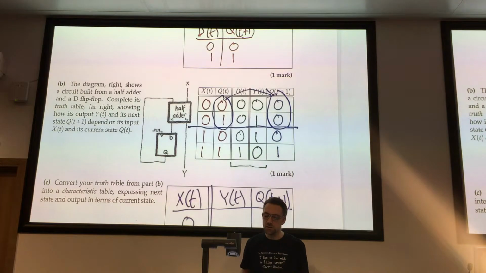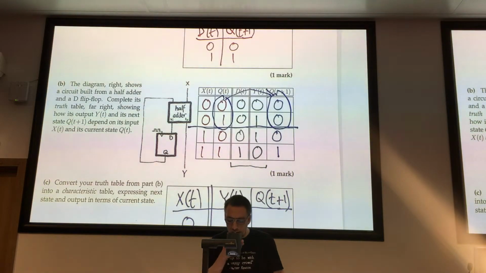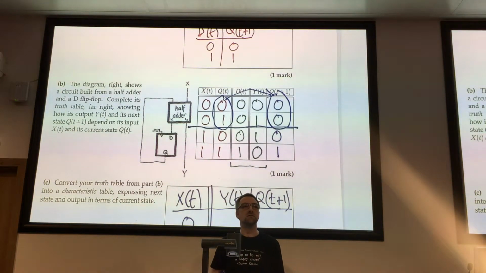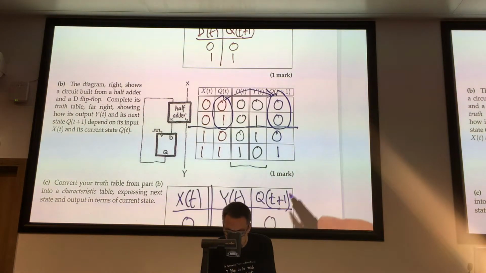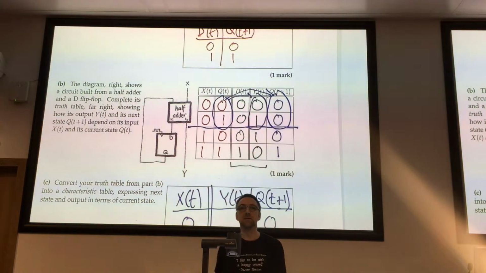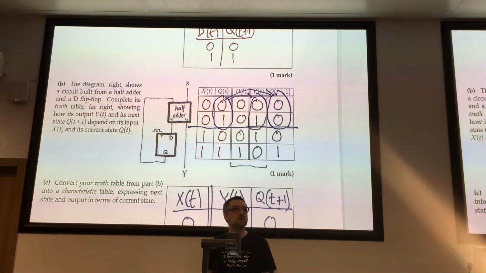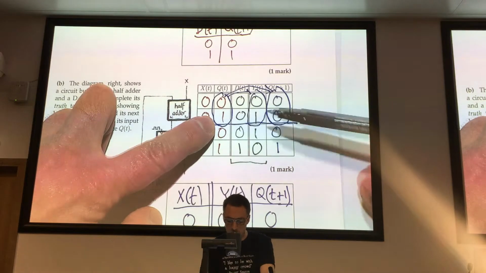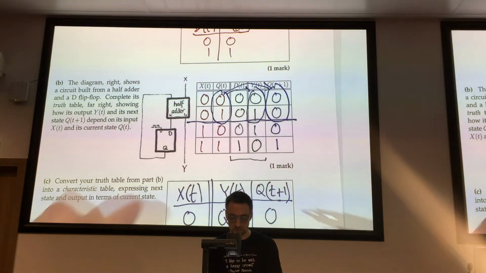What formula expresses q of t plus 1 in terms of q of t here? 0. Q of t plus 1 is always 0. And how about the formula that expresses y? Well, that's just the same as q of t. You can see, whenever q of t is 0, we get 0. Whenever q of t is 1, we get 1. That means we always get q of t. Okay?